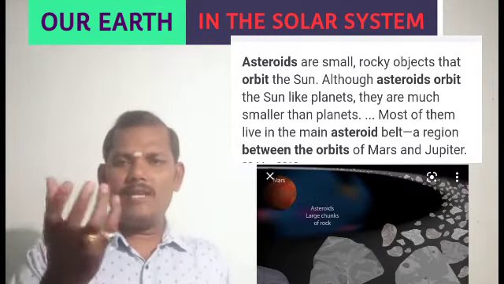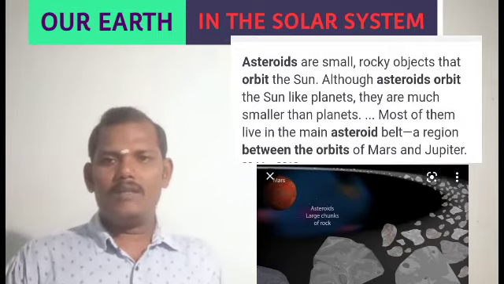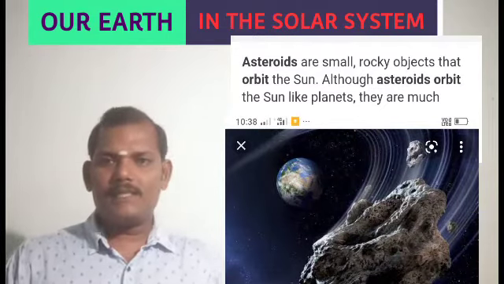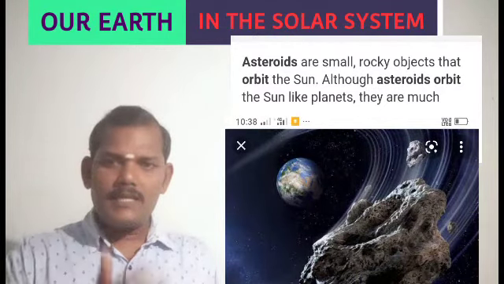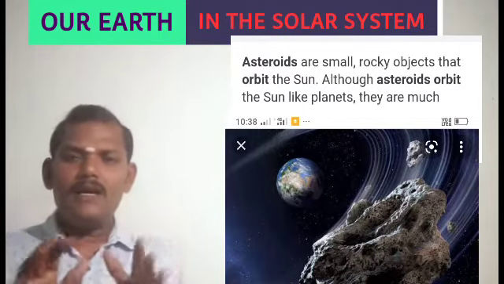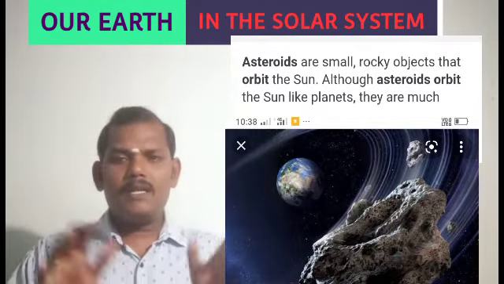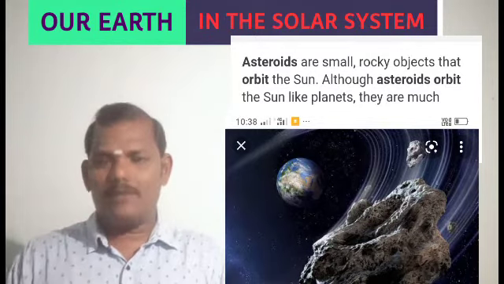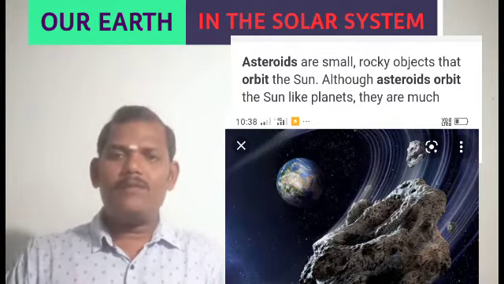Compared to the planets, they are very small. They also move around the sun like the planets. That means they also get their energy from the sun. But asteroids do not exist all over the universe.